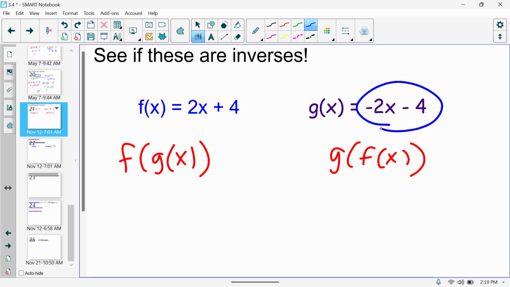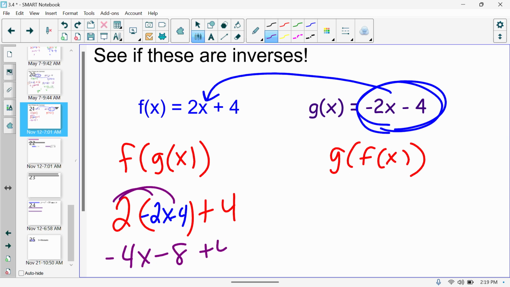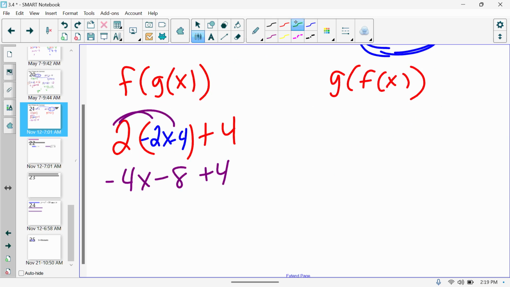So f of g of x, I'm going to take this and fill it in here. So I'm going to write out 2x plus 4, except where x is, I'm filling this in, -2x minus 4. So I'm going to need to distribute 2 times -2 is -4x. 2 times -4 is -8. Don't forget about the plus 4. -8 plus 4 is -4. And that's as much as we can simplify. It doesn't equal x. So we really don't even need to go on and find g of f of x because we already know the answer is no, because we have to get x for both of them. So if we already know it's no, there's no point in going on. Questions on that at all?